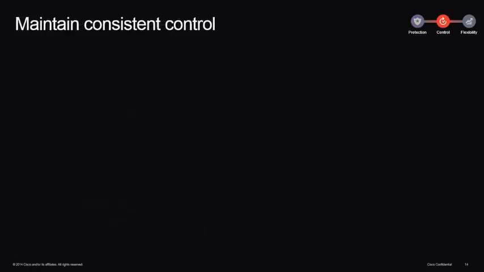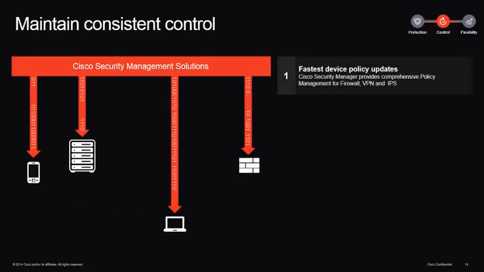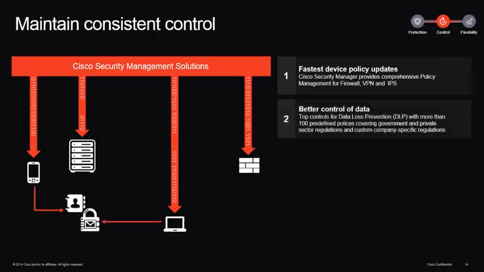Beyond threat protection, Cisco enables customers to control their environment and set consistent policies. Cisco provides the fastest device policy updates across the environment to endpoints and roaming devices of any manufacturer. In addition to policy updates, Cisco delivers better control of data. We provide data loss prevention and have more than 100 predefined policies that align to government, private sector, and individual company policies.